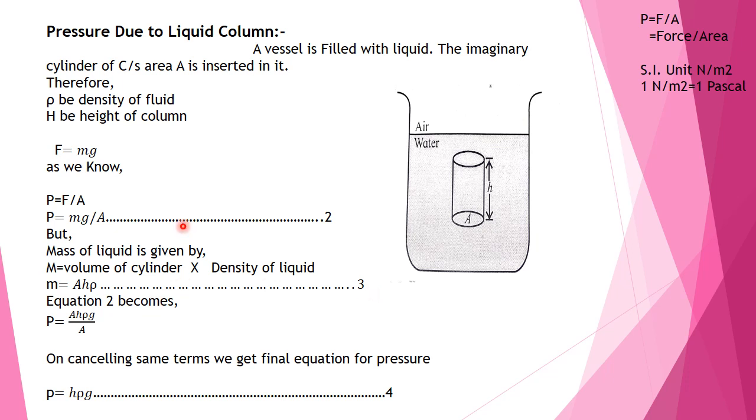Therefore, put the value of m in equation number 2, we get P is equal to A h rho g upon A. On cancelling the same terms, we get the final equation of the pressure due to the liquid column. Therefore, P is equal to h rho g is the final equation. Okay, next slide.